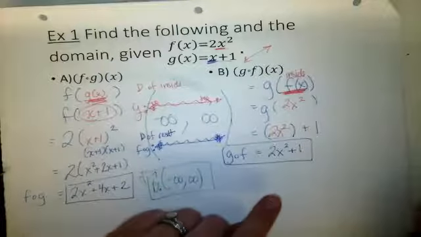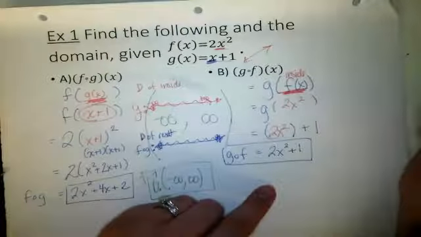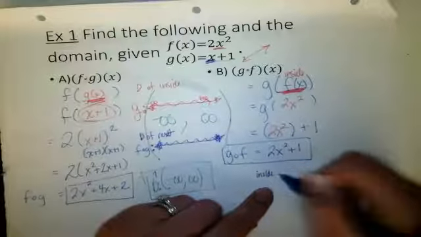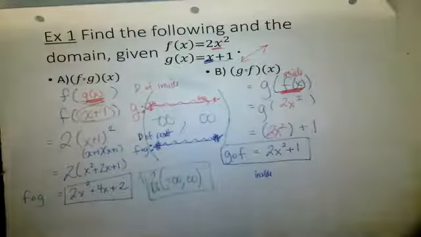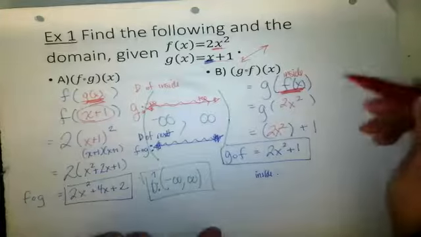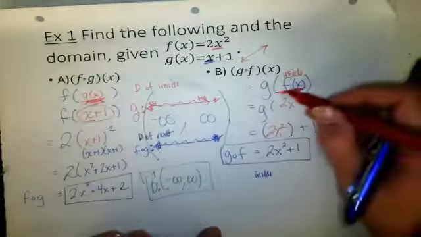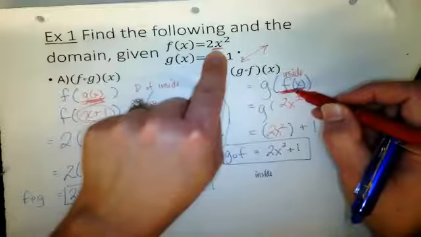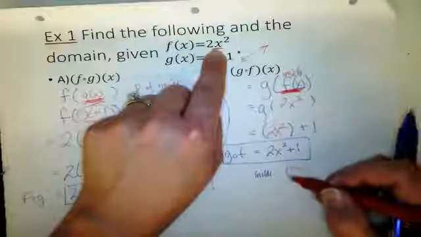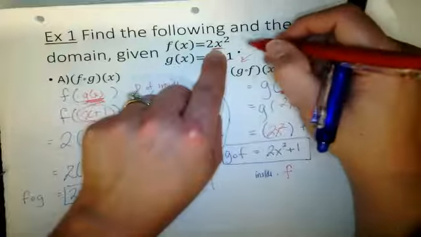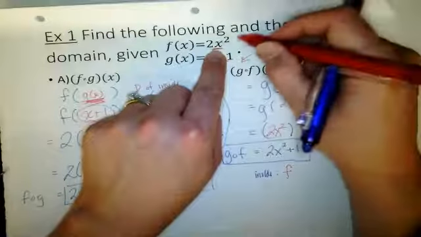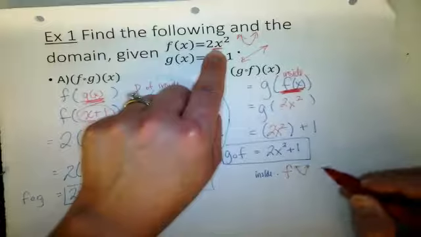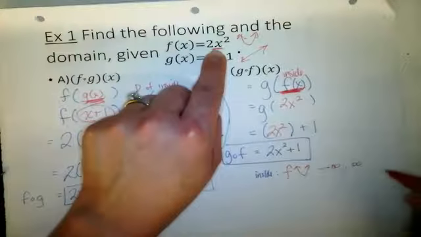Okay, so domain. Wait till you see the example. What's the inside function? It's f of x, the inside function. And what's the domain of that f function? The shape is a parabola, and so it goes from negative infinity all the way to positive infinity.